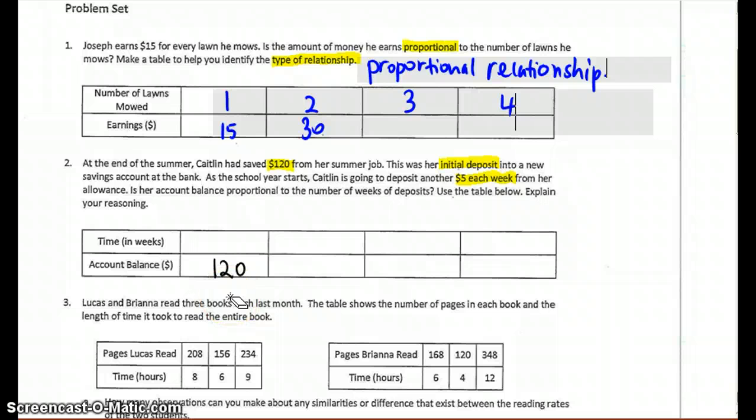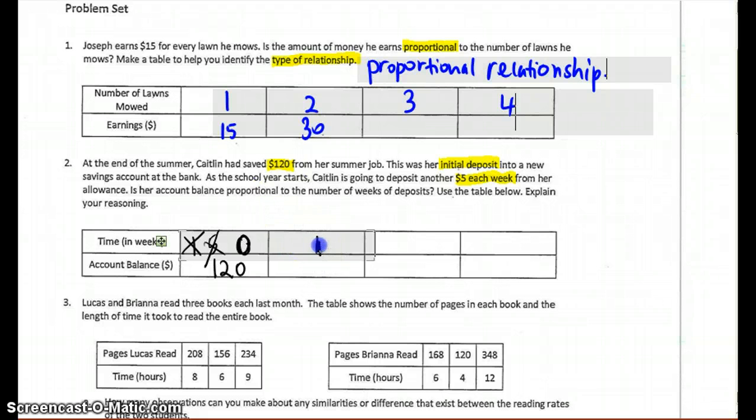for starting off, then what would be the time in weeks? 1 week? But not 1 week because 1 week hasn't passed yet. She still has that $120 in her bank account. 5 weeks? No, not 5, because she already just has that there. So what number would represent the number of weeks for a $120 balance? That would be 0. She starts with that.